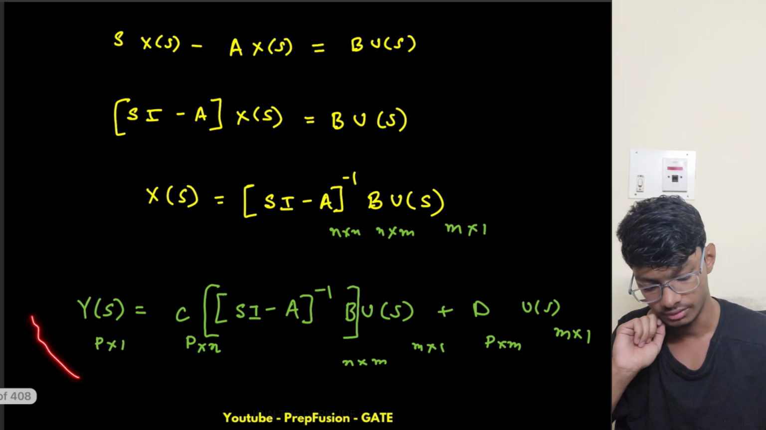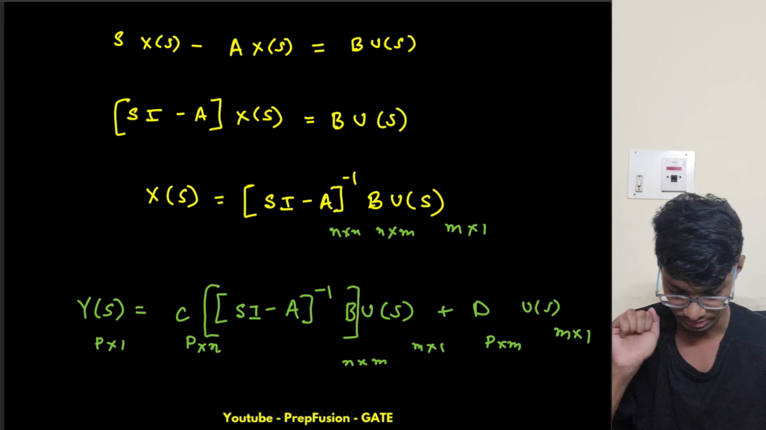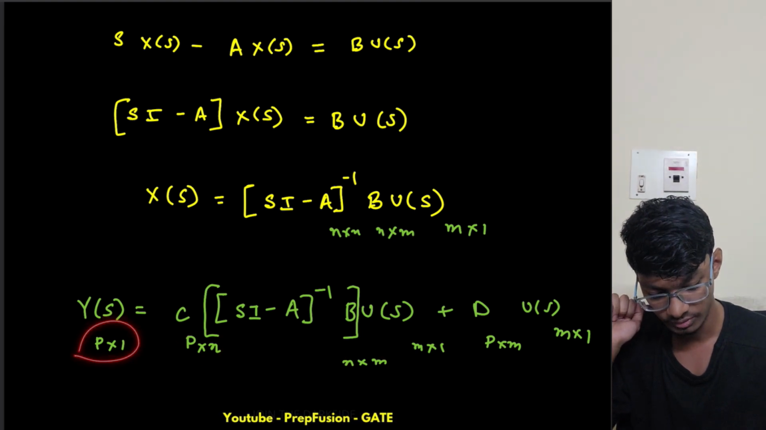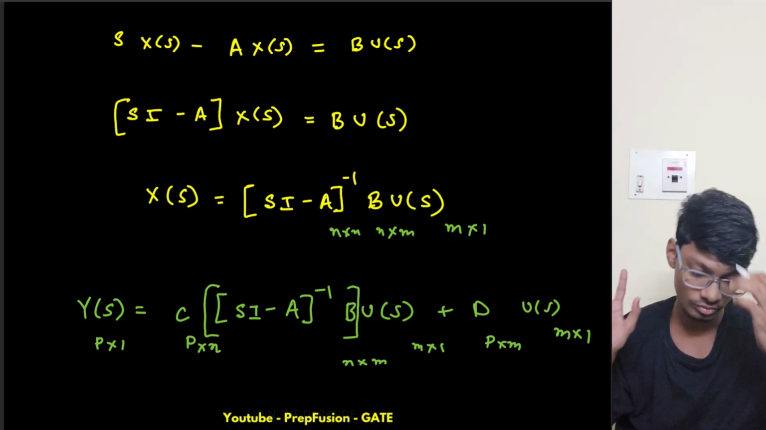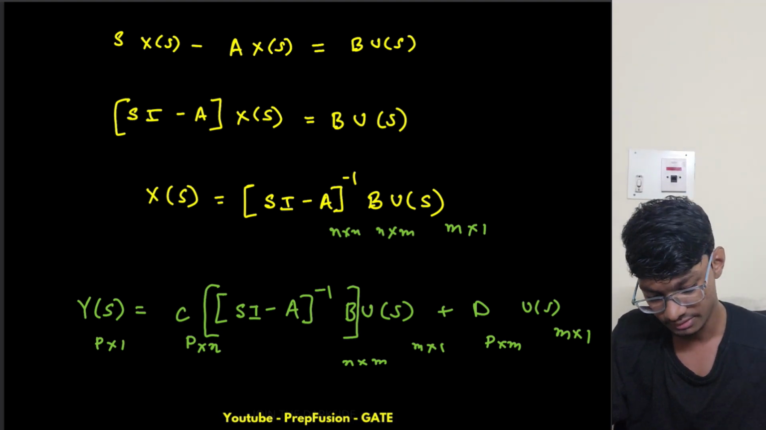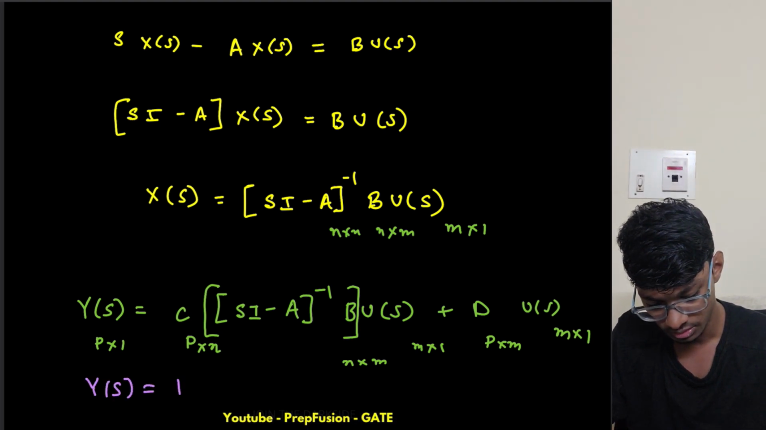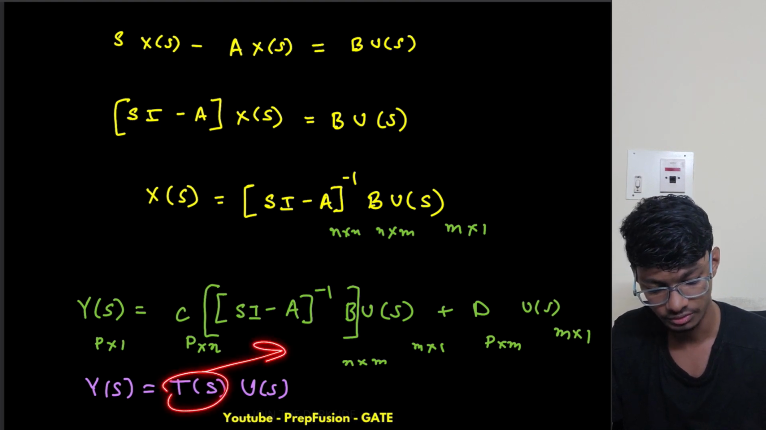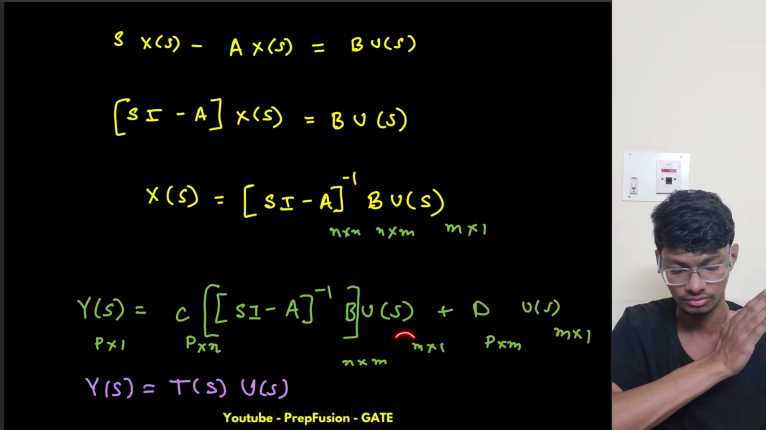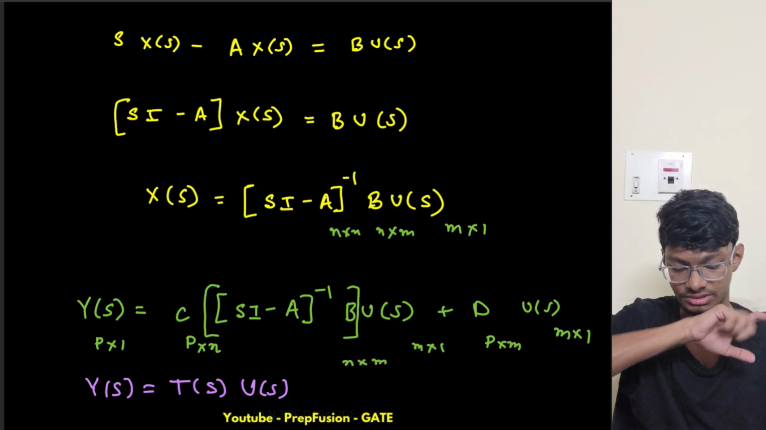So I found the equations, and from here I have to derive the orders of the transfer function, right? So this will be p cross 1, and it will get divided by u of s, right? You might say we don't need to divide. What is Y of s equal to? Y of s should be equal to T of s times U of s, right? So you can compare T of s with this one. You can take the common U of s outside, and you can compare that. We are only left with C (sI minus A) inverse times B plus D.